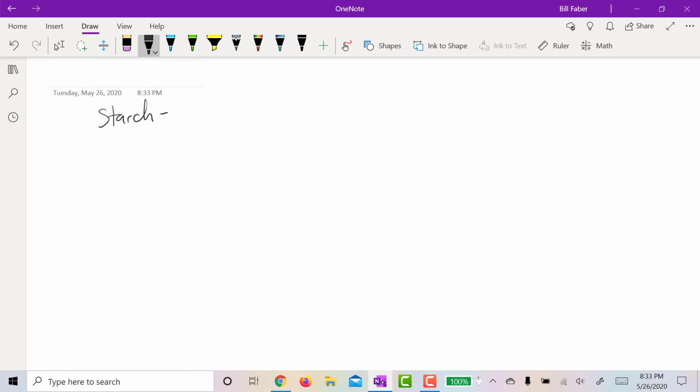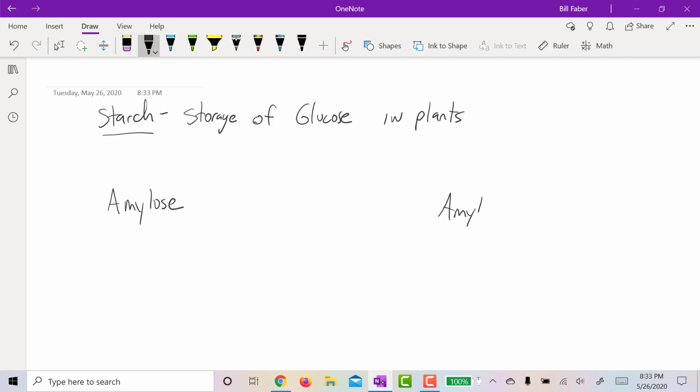And you should know that this is a storage polysaccharide of glucose in plants. And starch can actually be broken down into two different types. It can be broken down into what's called amylose and amylopectin.